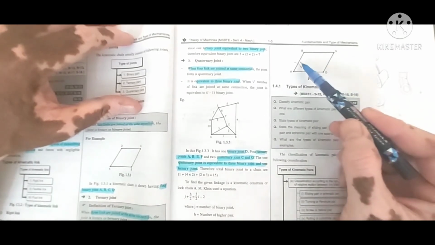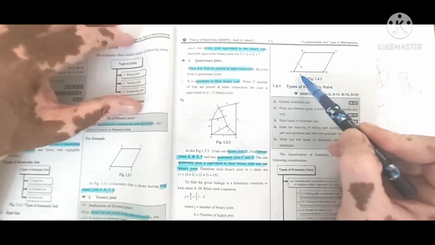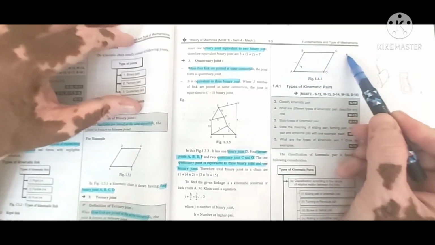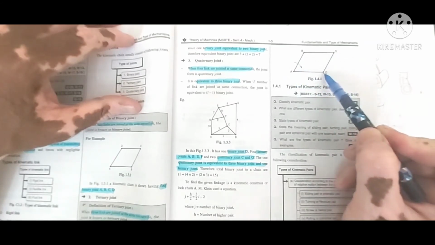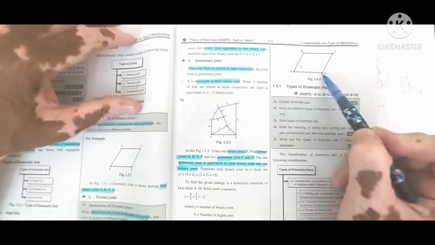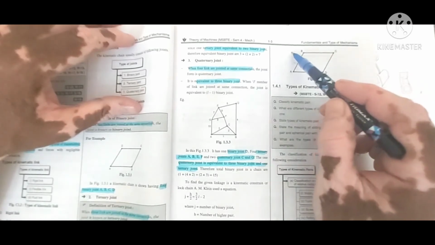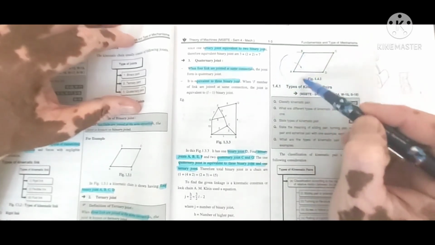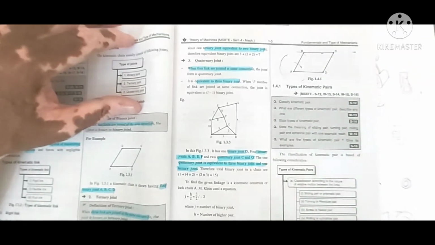So a joint, when this AB link rotates, what happens? This C will move here, or when AB rotates, this C oscillates about D. So this will move like this, and when this rotates, C will move forward, backward, or oscillates. Okay, so a pair is a joint of two links or elements that permits relative motion.